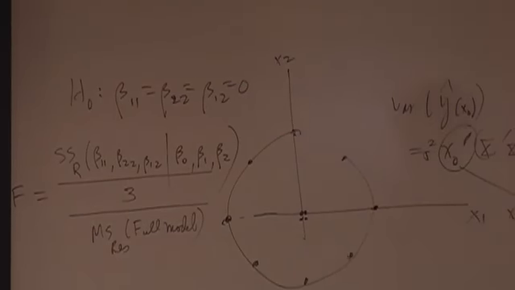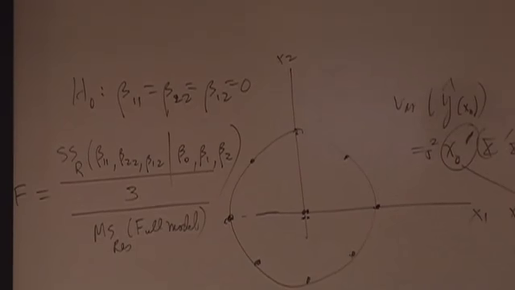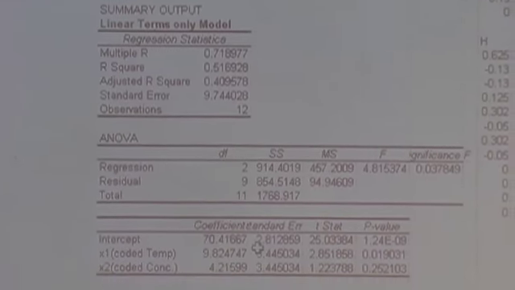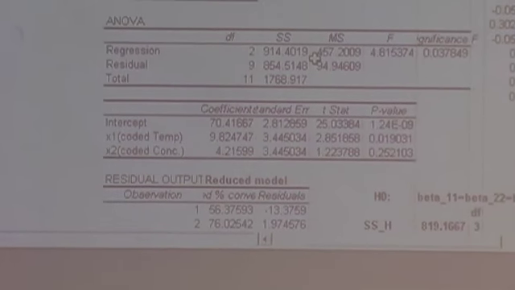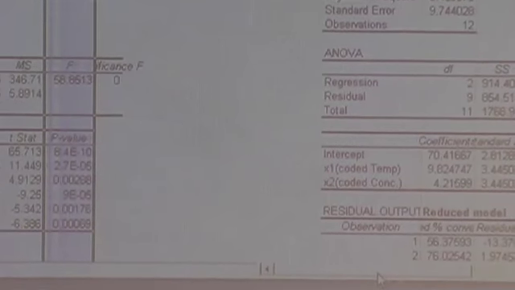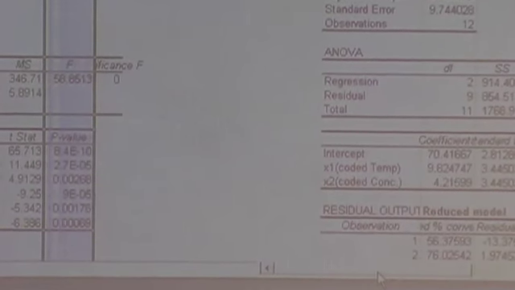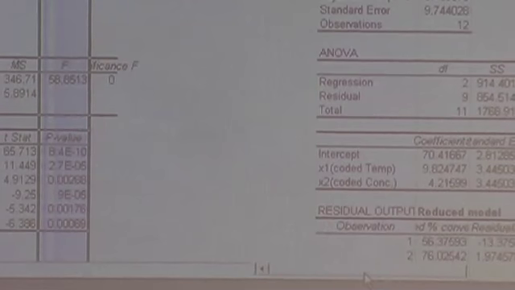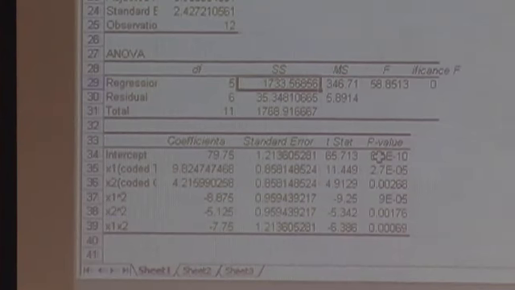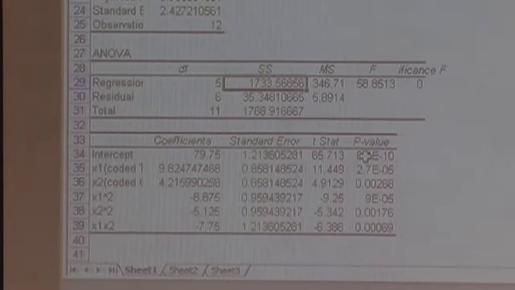Okay, so we've done that over here, I believe. What I did is I regressed only on the 2 regressors, x1 and x2. So I took the reduced model and I found the SSR. The SSR is 914.4 for the reduced model, so it's only explaining 914 out of the 1768 total sum of squares. Whereas when I put in the full quadratic model, almost all of the total sum of squares is accounted for, 1733.